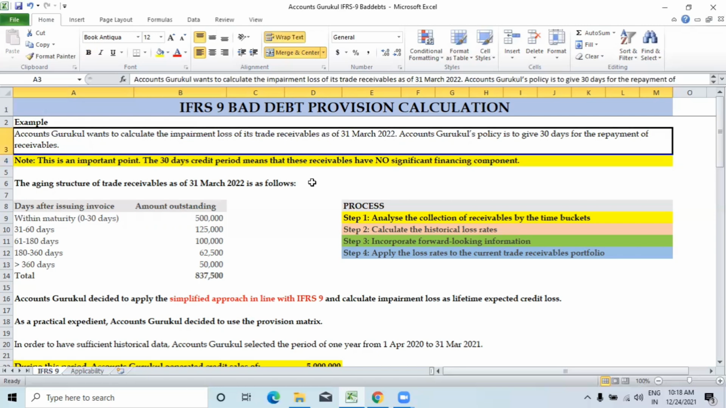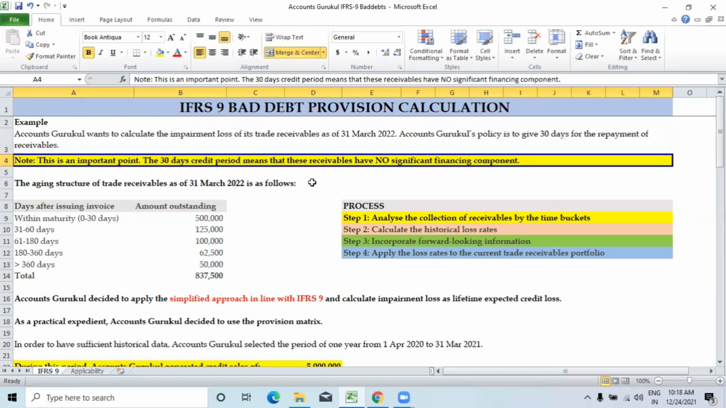And now we just need to know how the impairment loss has to be created on accounts receivable as on 31st March 2022. Note, this is an important point. The 30 days credit period means that these receivables have no significant financing component. So we are considering the 30 days as a credit period. Within that 30 days, it's not going to impact our receivables, because that's our allowed credit period.